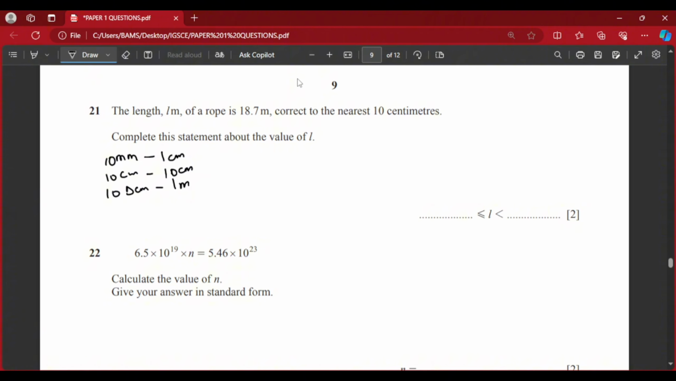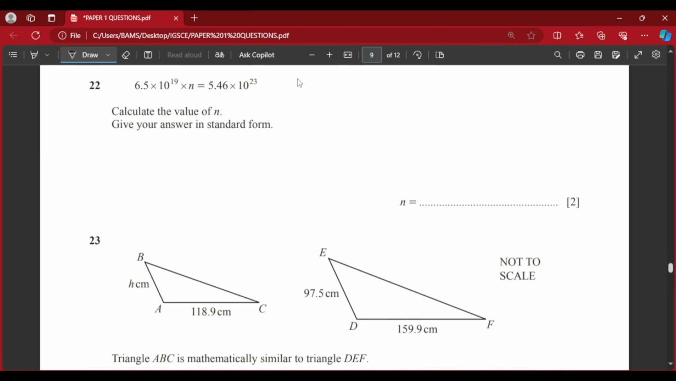So if I want to convert 18.7 meters to centimeters, I'll just need to multiply by 100. So 18.7 times 100. This is 187 over 10 times 100, so this cancels this. So basically, I have 1870 centimeters now. I've converted this to centimeters. So to the nearest 10 centimeters, what would that be? This is units, this is 10. It's just the same thing because 0 is rounded to what it is.